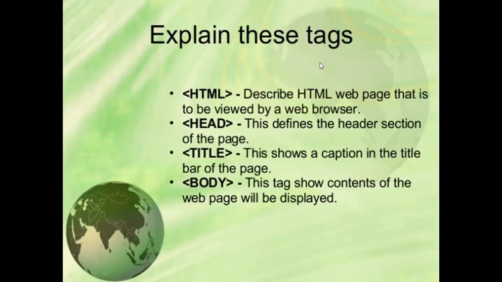That's it. So here are a few of the tags that we had just used. Let's read out their purpose. First one, HTML: as I just told you, it describes the HTML web page that is viewed by a web browser. Next is head: this defines the header section. Title shows a caption in the title bar of the page. And the last one is body: this tag shows the content of the web page that is to be displayed.